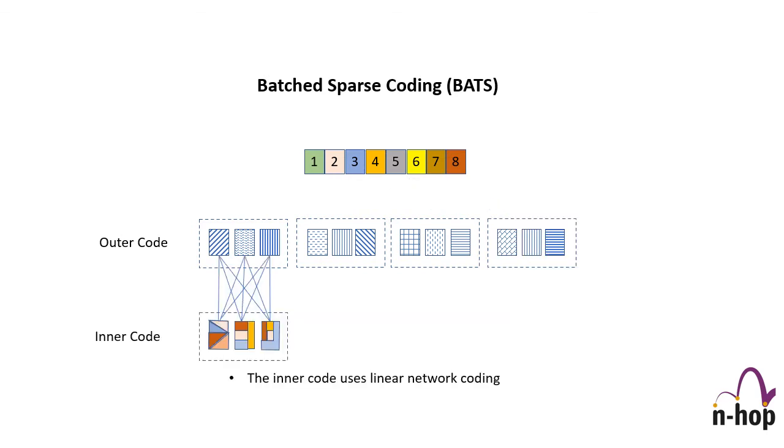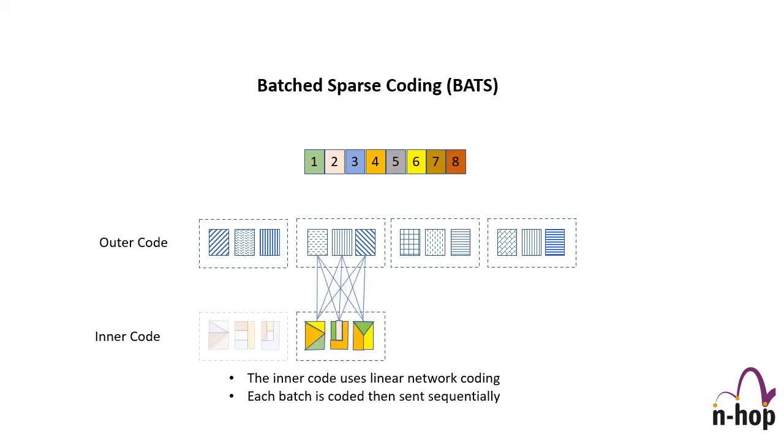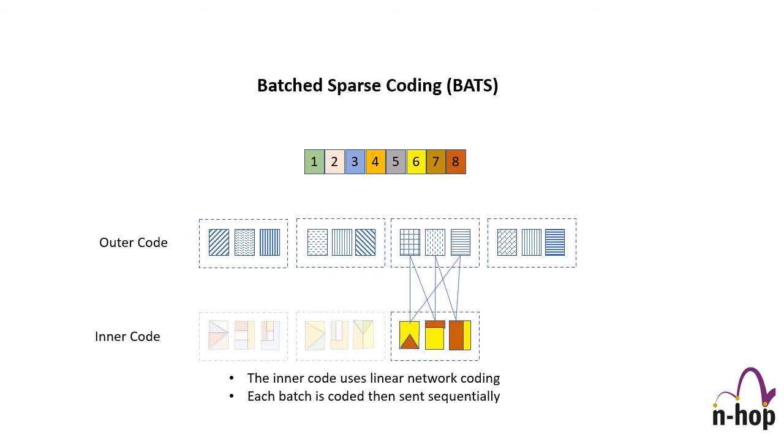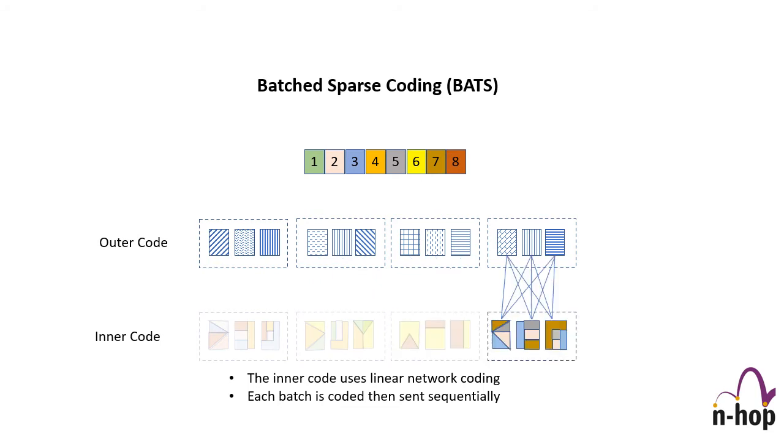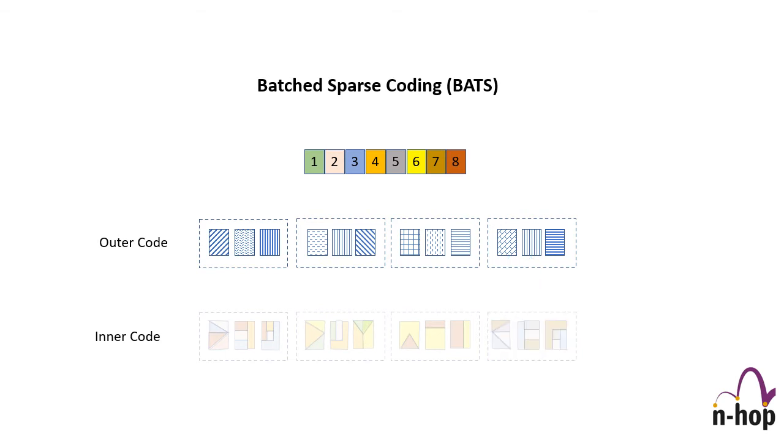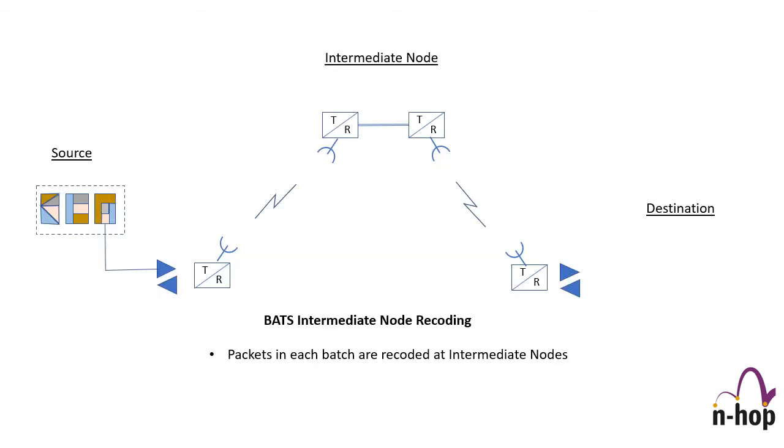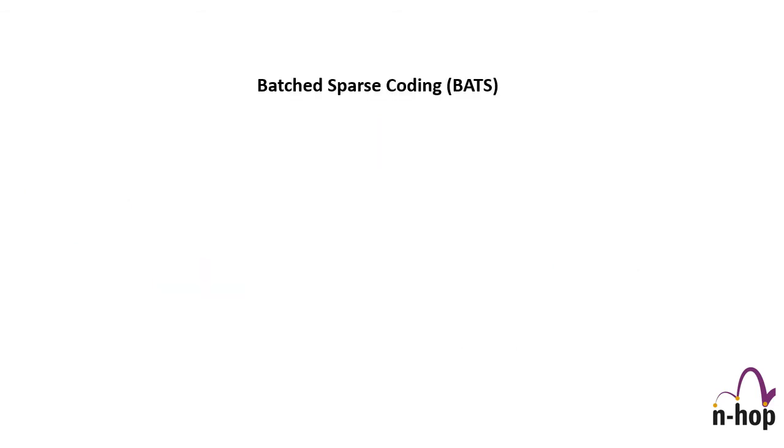This is followed by an inner code which combines the coded segments in each batch using linear network coding. As each batch is prepared by the inner code, it is transmitted sequentially through the network. Each batch is recoded individually at intermediate nodes, the size and scope of each batch demanding less computer power and less storage capacity. In summary, BATS is optimized for multi-hop networks.